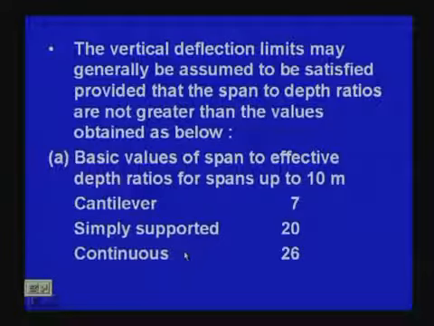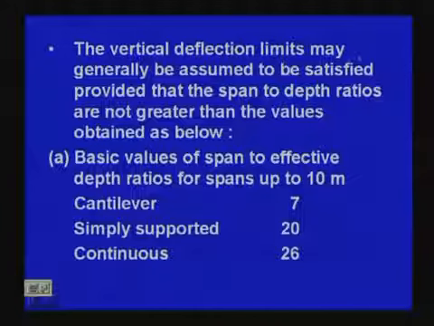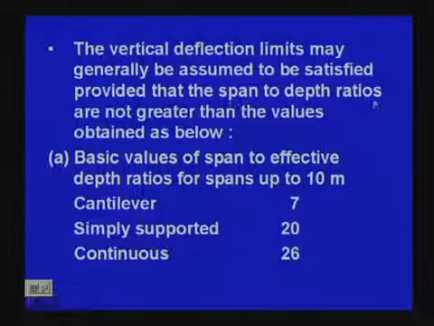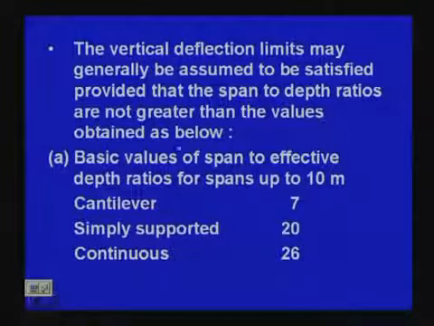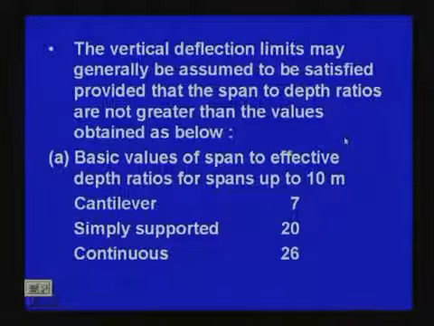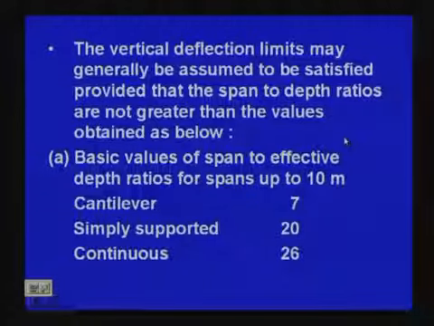Now, let us see. The vertical deflection limits may generally be assumed to be satisfied, provided that the span to depth ratios are not greater than the values obtained as below. We can satisfy that in another, indirect way. We take a certain span to depth ratio, span by depth, L by D, where L is the effective span and D is the effective depth.